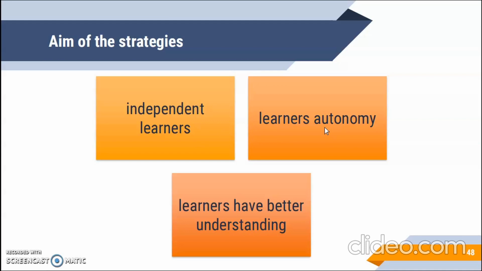Next one, we are looking at learners' autonomy. Learners' autonomy happens whereby the learners themselves should choose either direct or indirect strategies that suit themselves effectively and help them to improve their language learning. Next one is learners have better understanding, meaning that the learners are aware of their purpose in learning and able to choose language learning strategies that are appropriate and suitable for their language proficiency, age, personality, and so on.